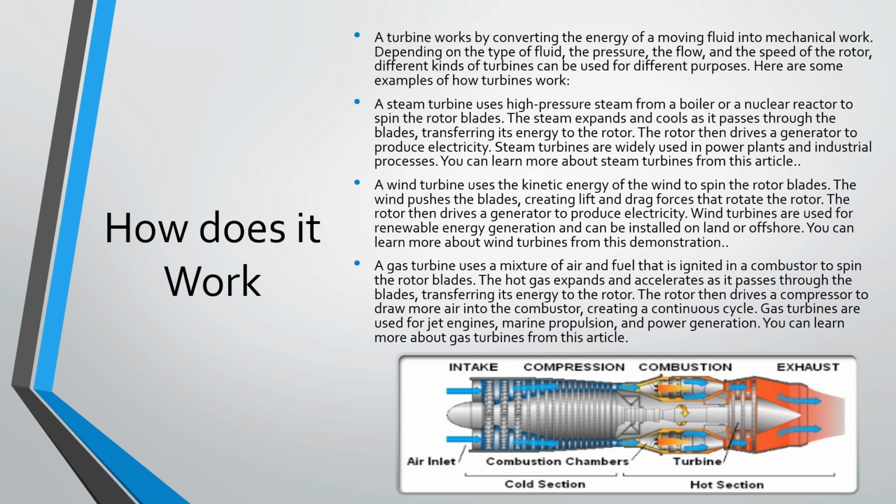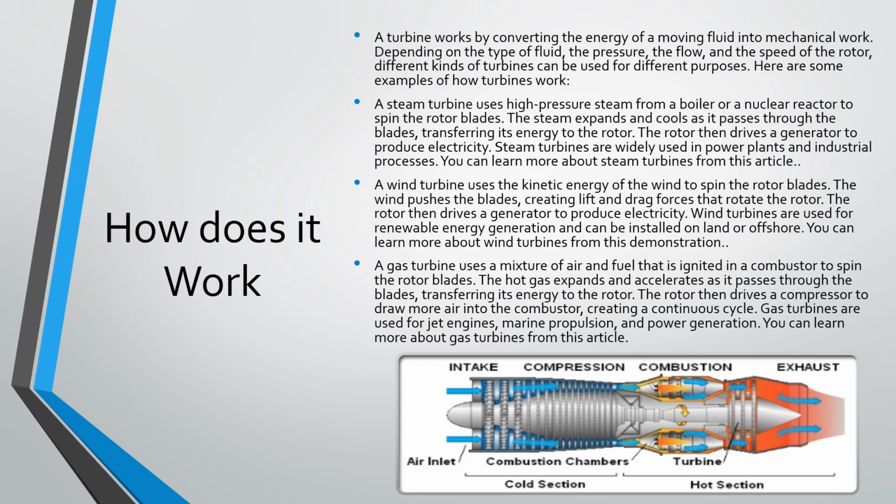A steam turbine uses high-pressure steam from a boiler or a nuclear reactor to spin the rotor blades. The steam expands and cools as it passes through the blades, transferring its energy to the rotor. The rotor then drives a generator to produce electricity. Steam turbines are widely used in power plants and industrial processes. You can learn more about steam turbines from this article.